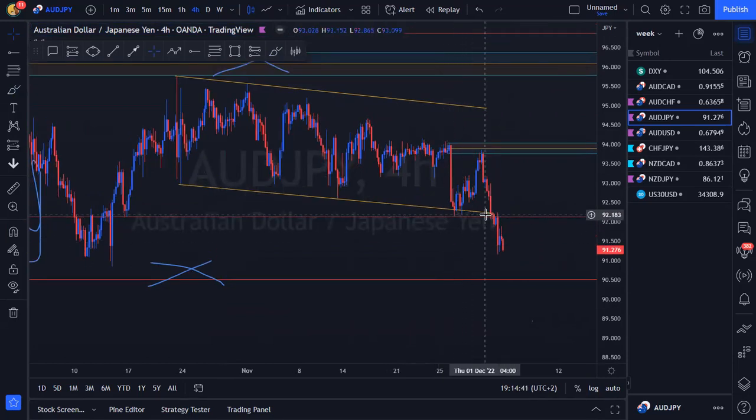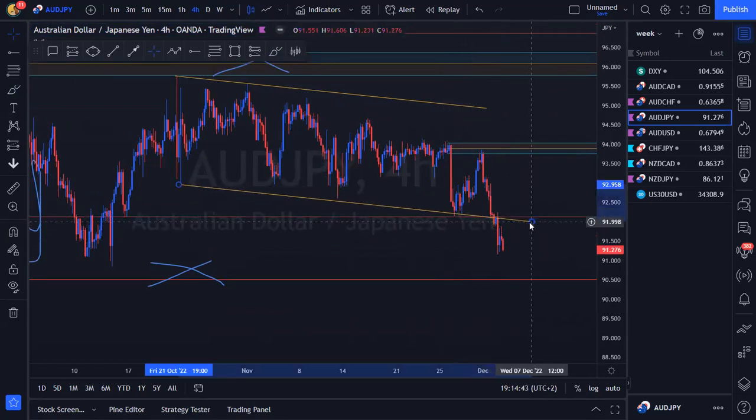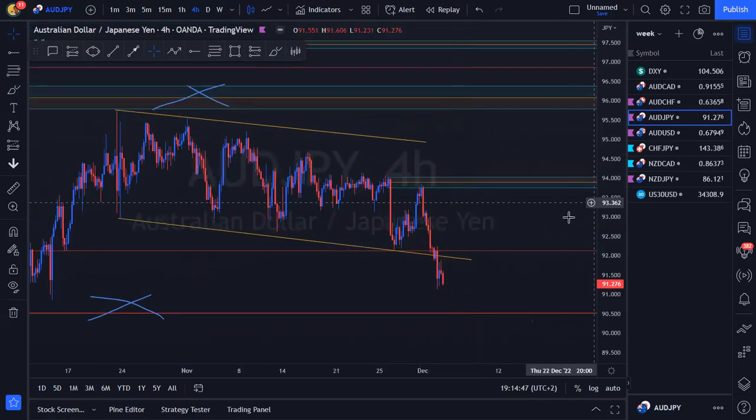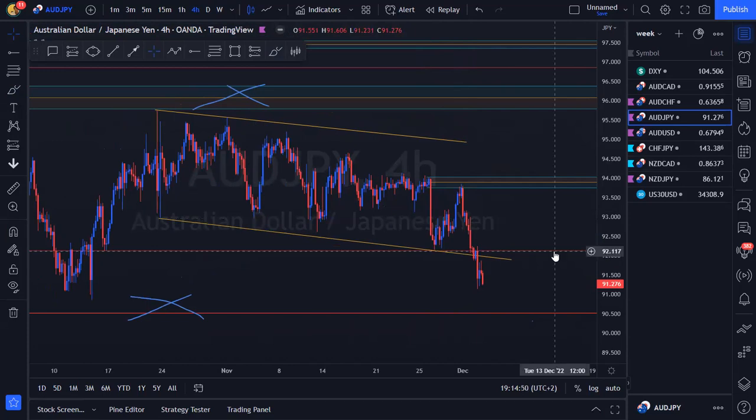But otherwise, I think what we can do is let's just accommodate for this most recent low that we just broke below. Let's leave the structure the way it is, since we're inside of this range, we're inside of this chop.